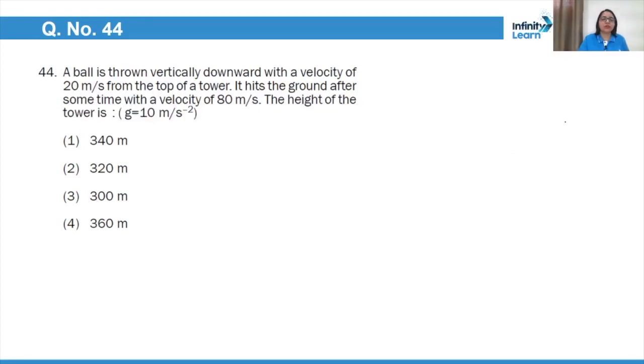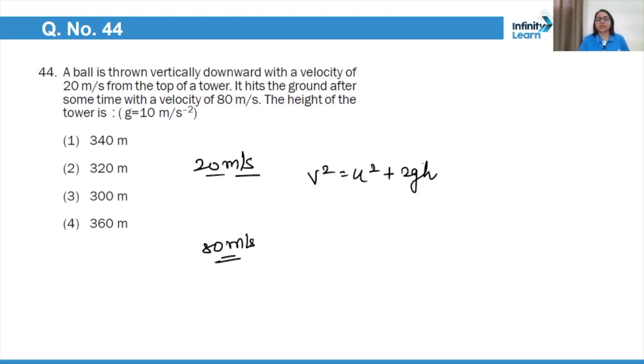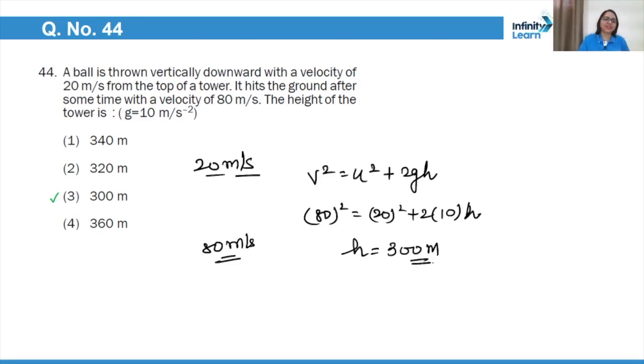Question number 44. A ball is thrown vertically downwards with a velocity of 20 meter per second from the top of a tower. It hits the ground after some time with a velocity of 80 meter per second. The height of the tower is. So you can apply this equation. V square is equals to u square plus 2gh. 80 square is equals to 20 square plus 2 into 10 into h. So it will give you the value of h as 300 meter, which is option 3.